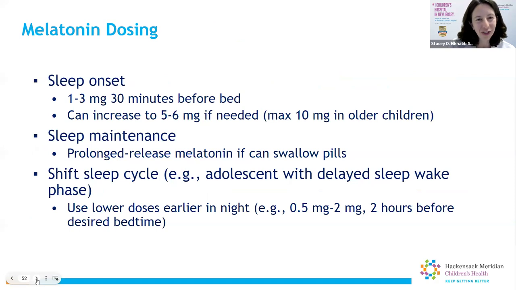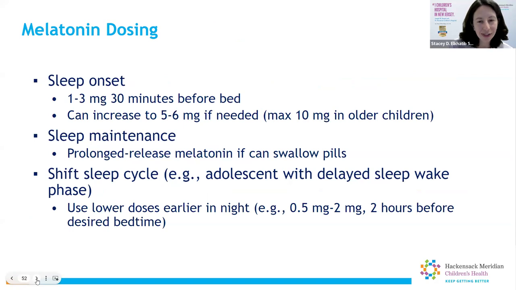With dosing, like I mentioned, if you're looking at sleep onset, you want to do 1 to 3 milligrams, 30 minutes before bed, and can increase to 5 to 6 milligrams if needed. And then that max 10 milligram is in a much older child. For sleep maintenance, they do sell a prolonged release melatonin, but you can't crush the pills. That would just be in children who can swallow pills.